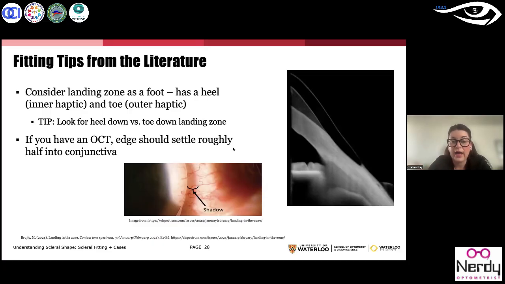OCT, obviously. This is an OCT we took of the lens edge the other day that I actually thought we did pretty good on. If you have that OCT, the edge should roughly settle about halfway into that conjunctiva. You're always going to get a little bit of it sinking in. I do believe we designed that lens using scleral profilometry, and so we got a pretty good fit, and the patient was happy in that lens.